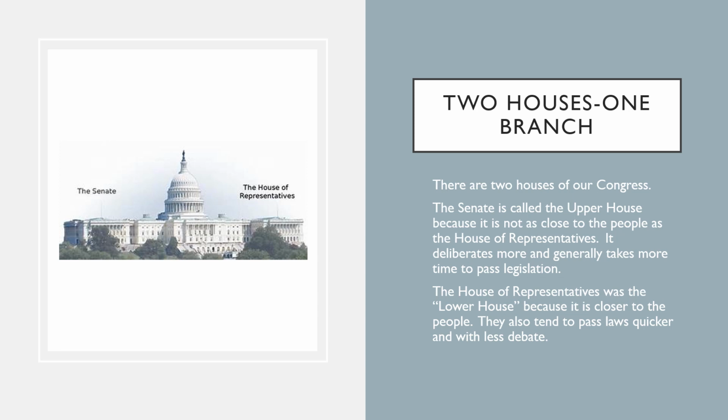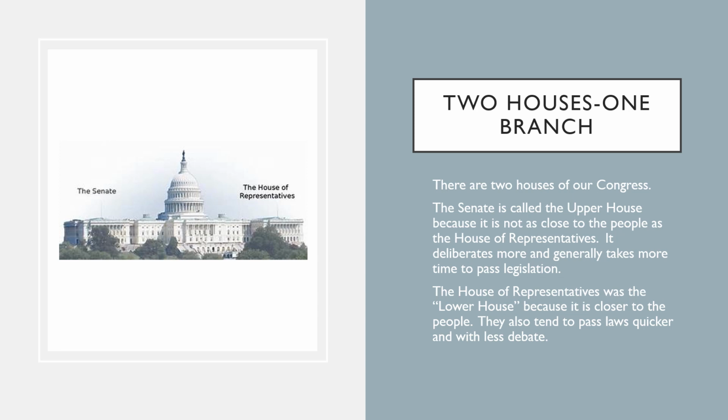Now, each of these bodies has specific powers, specific things that they can do that the other one can't do, and we'll look at those in a minute. But overall, what you need to know is that our Congress is made up of two houses. The Senate is called the upper house because it's not as close to the people as the House of Representatives is. It talks more, it debates more. I use that word deliberates. That means it thinks through things at a slower pace. And because of that, it generally takes more time to pass a bill through the Senate than it does the House. Now, that's not always the case, but that's mainly the case.